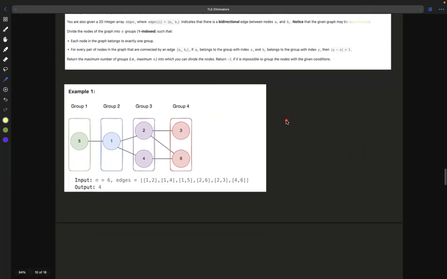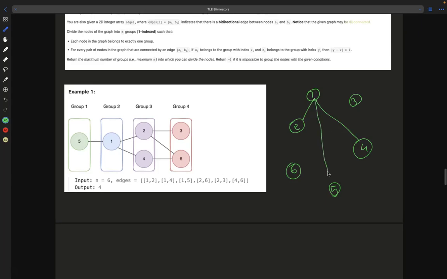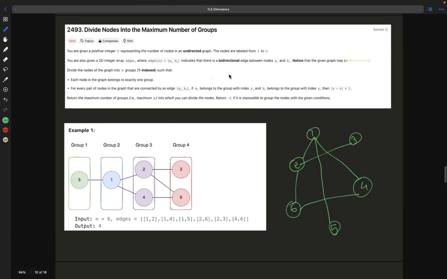Okay, so let's start with this example. Let's first build the graph. As in the input, there are 6 nodes, so let me first write the 6 nodes. Now we have edges from 1 to 2, which is bidirectional. Then 1 to 4, 1 to 5, then 2 to 6, 2 to 3, and 4 to 6. Now we have to divide this into groups. We have two conditions: each node in a separate group, and if there is an edge between ai and bi, then the difference will be 1. That's the very easy part.